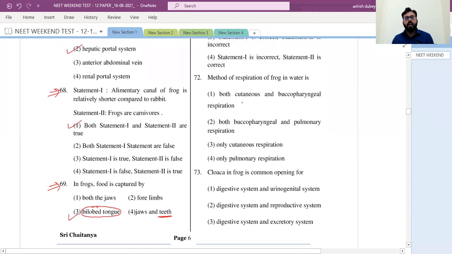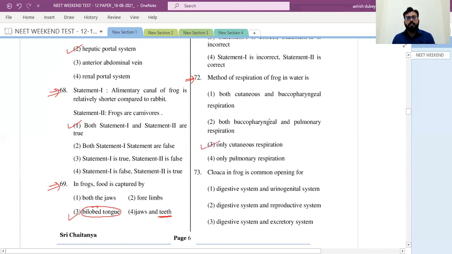72nd, method of respiration of frog in water. In water, there is a change in the surrounding media, no? It becomes aquatic only. So in the aquatic region, there cannot be inhalation of air. There cannot be inhalation and exhalation occurring there. So it will be the responsibility of only skin to perform respiration.